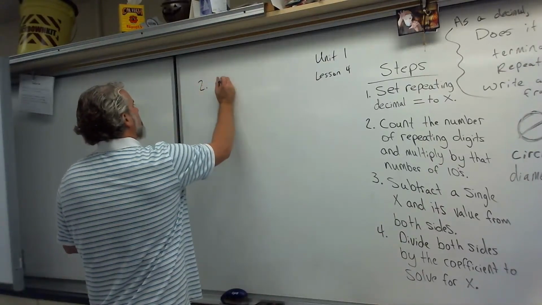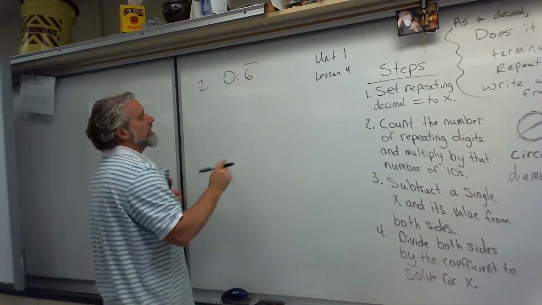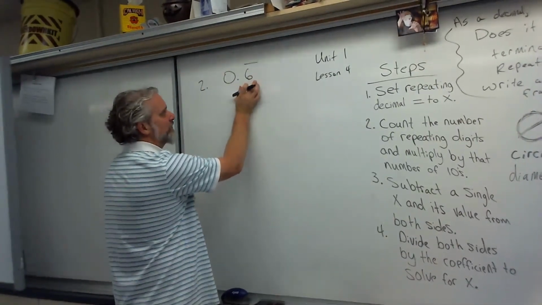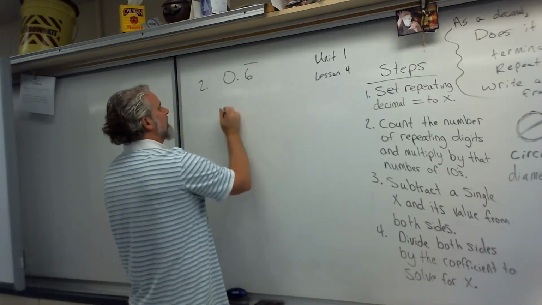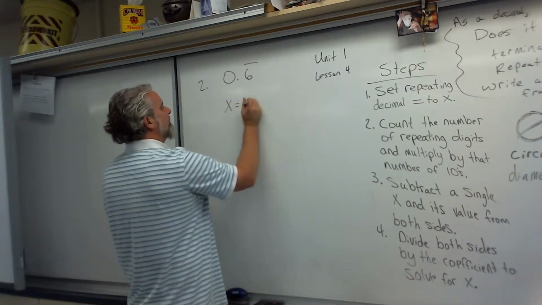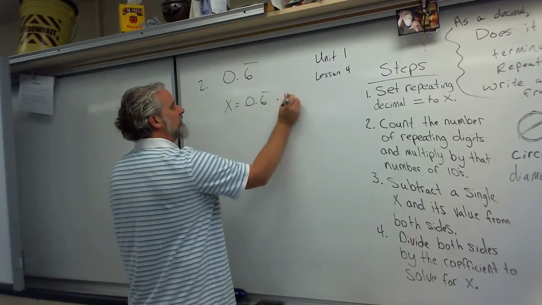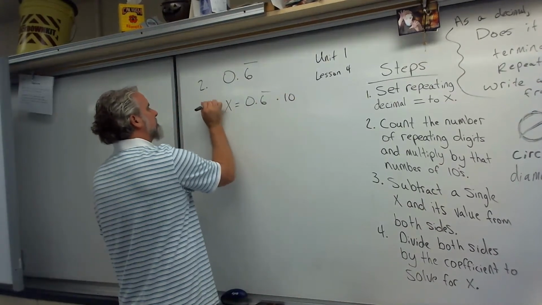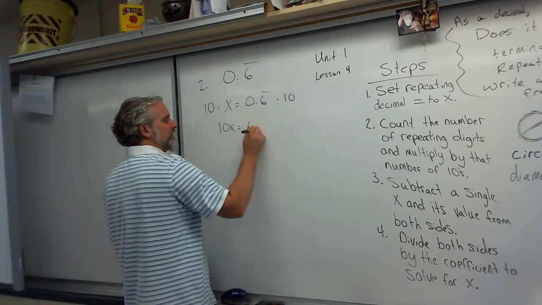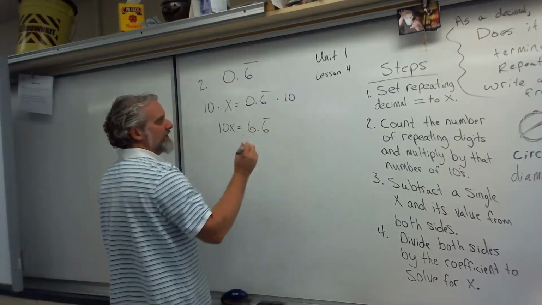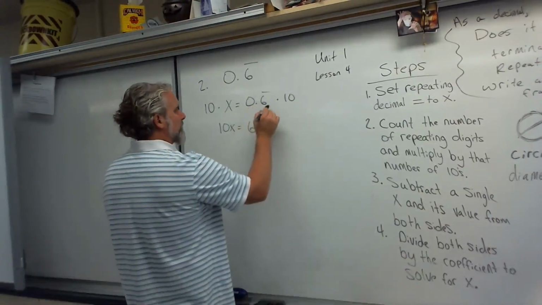Problem number 2, 0.6 repeating. So same process. How many numbers are repeating? How many different digits are there in the sequence? Just one. So we're going to put x equals 0.6 repeating. We're going to multiply both sides by 10 to the first power, giving us 10x equals 6.6 repeating. Because again, when you multiply by a 10, you move the decimal point to the right one place.